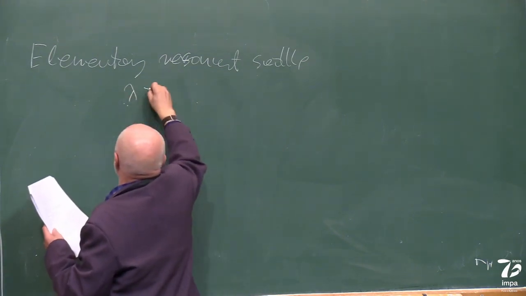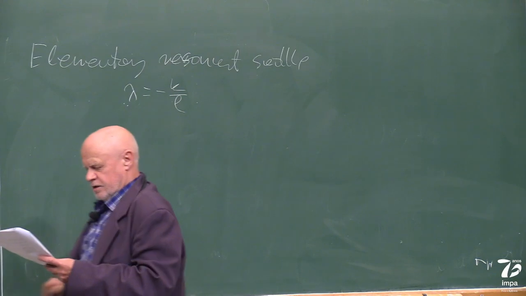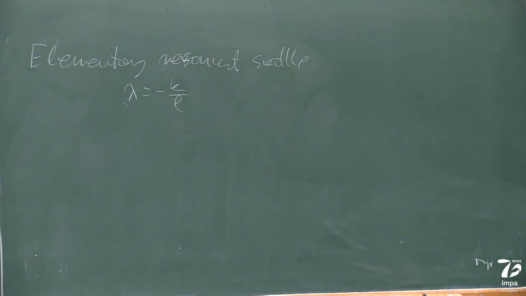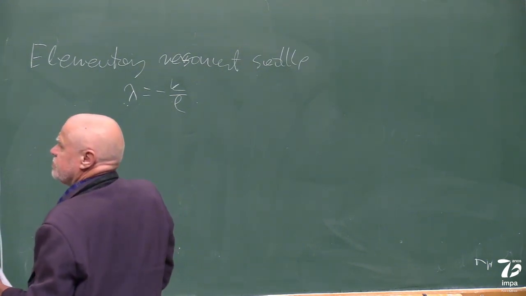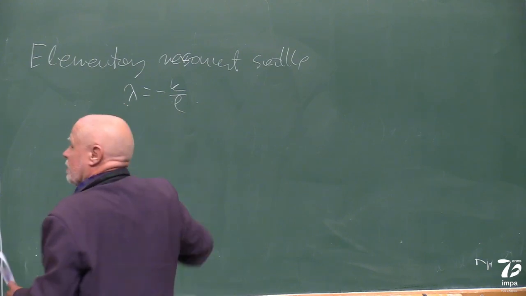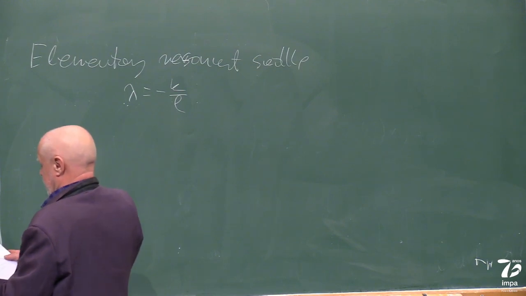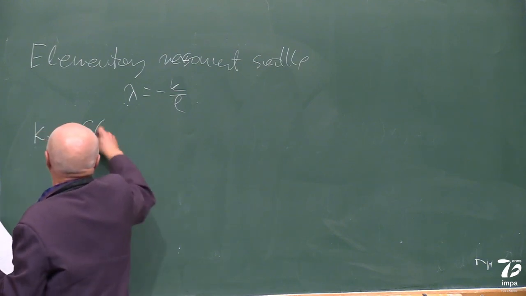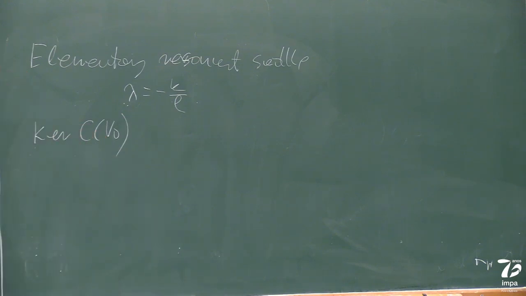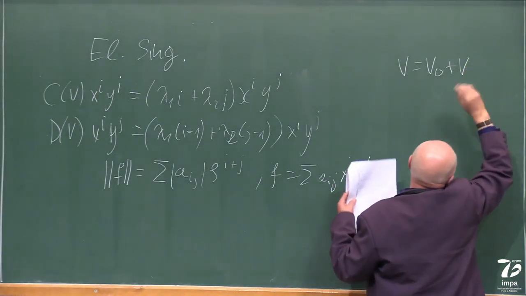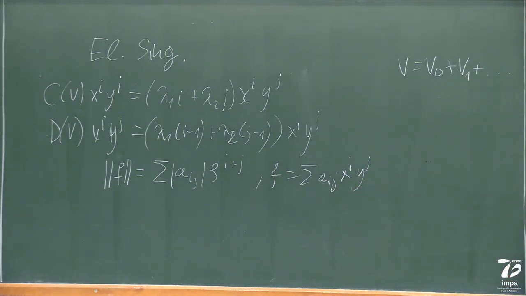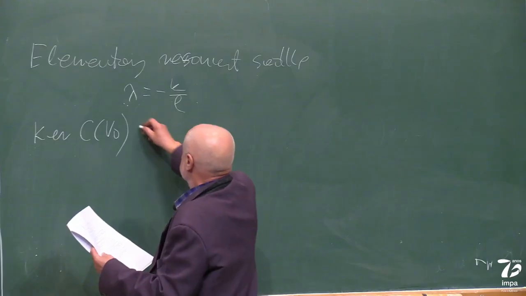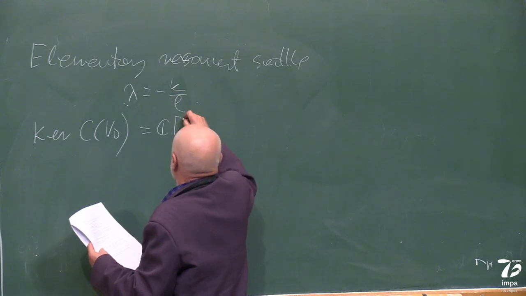So assume that lambda is minus k over L ratio. So this singularity is of special type. Here, the kernel of C of V0, where V is V0 plus, generally, V1 plus higher terms. The kernel of V0 of the linear part is easy. It is C of F.